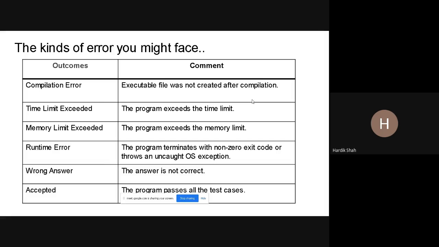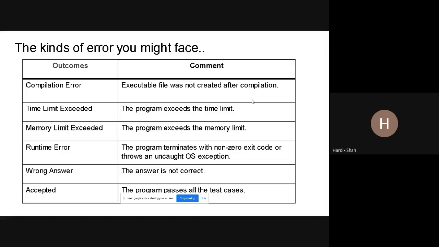Now memory limit exceeded. This error generally comes when you are using a lot of storage space, whereas the question allows you to use only a really specific amount of storage space.